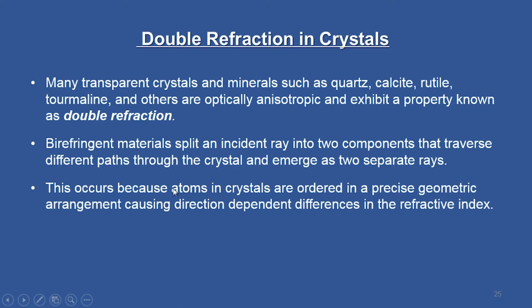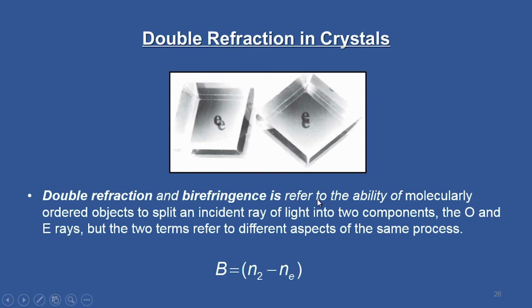So, I will read this third point again. This occurs because atoms in crystals are ordered in a precise geometric arrangement, causing direction dependent differences in the refractive index. So, we will see how this is being implemented in the optical scheme, and before that let us clarify much more details about double refraction in crystals. So, look at these very interesting crystals. You see that the letter appears as if you have one on the front plane, one lying on the back plane. Let us see what is the reason for this.